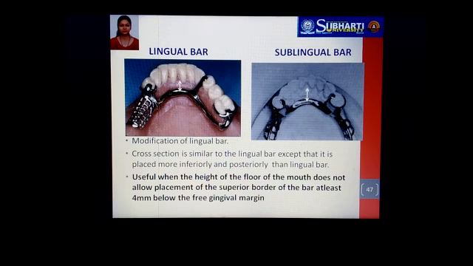It is useful when the height of the floor of the mouth does not allow placement of the superior border of the bar at least 4 mm below the gingival margin. When we have active tissue on the floor of the mouth, it is very difficult to place the superior border at least 3 or 4 mm below the cingulum portion or the gingival portion of the remaining teeth. In such cases, we extend the lingual bar more posteriorly to prevent the action of those active tissues on this major connector.